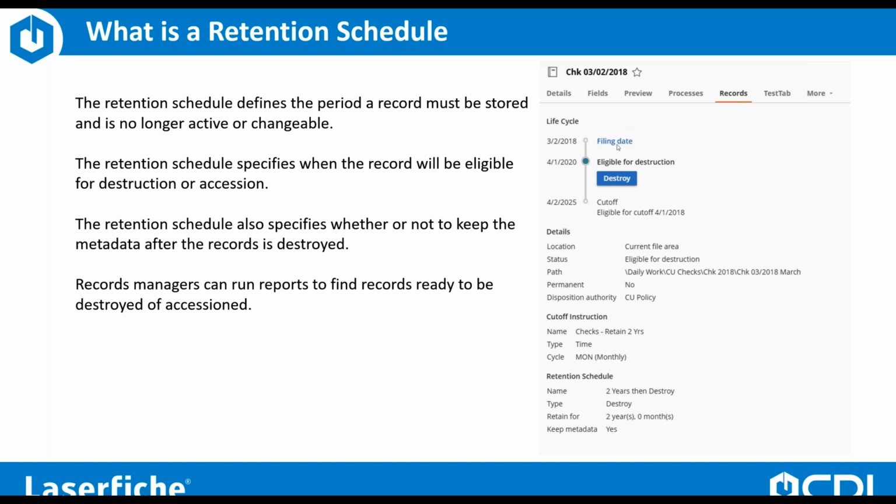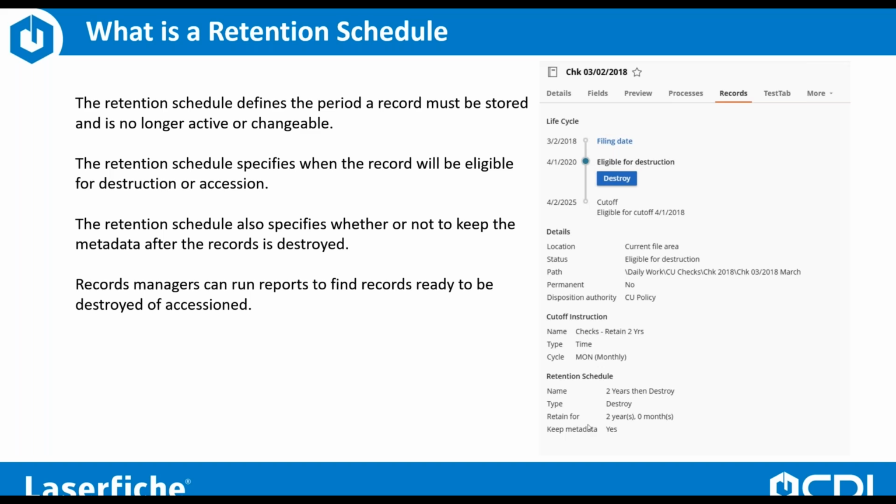This record that we're showing on the screen is eligible for destruction. You can see it has a large destroy button here. It tells us that it was eligible for cutoff on 4/1/2018, and it was cut off on 4/2/2025. So they do not have to be cut off on exactly the date, but that is the date that will be tracked. Also, at the bottom of the screen, you can see the option to keep metadata. This will allow you to destroy the actual documents, but keep an empty record with the associated metadata. This may be helpful if there are any questions about the custody of a specific document.